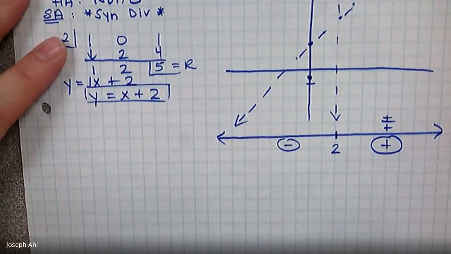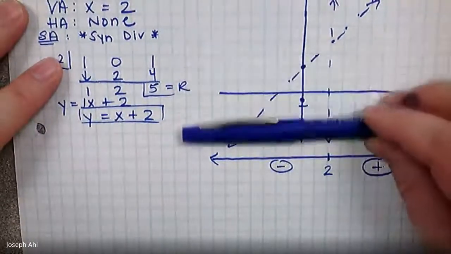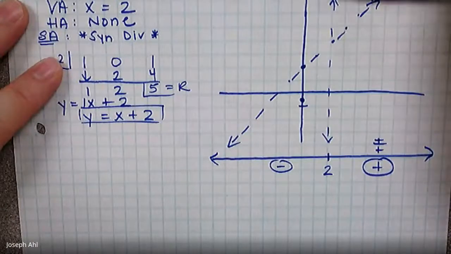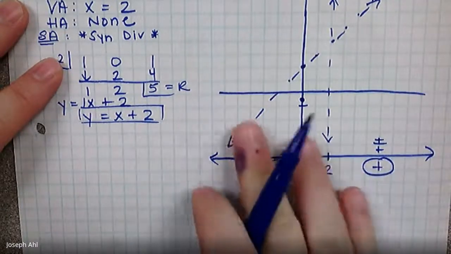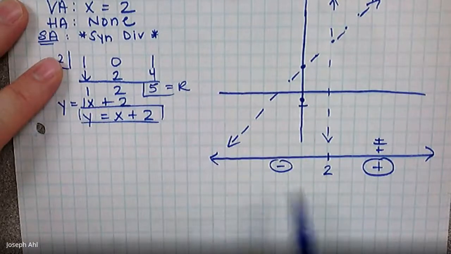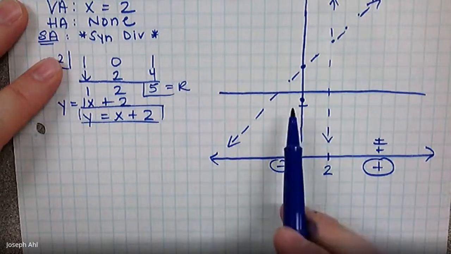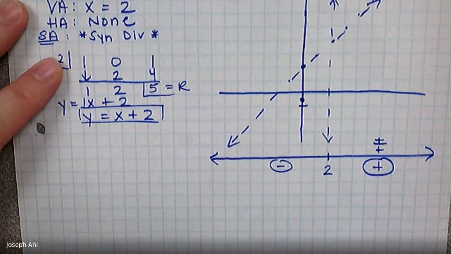So what does that tell me about the graph? It tells me whether it's below the x-axis or above the x-axis in those regions. So when I'm to the left of my vertical asymptote, I have to be entirely below the x-axis. The y values are all negative there, and that makes sense according to where the y-intercept is.